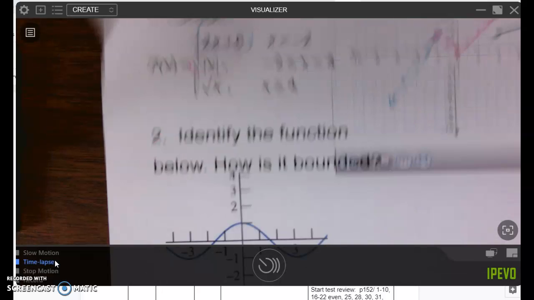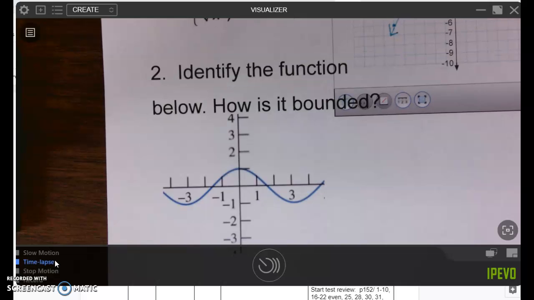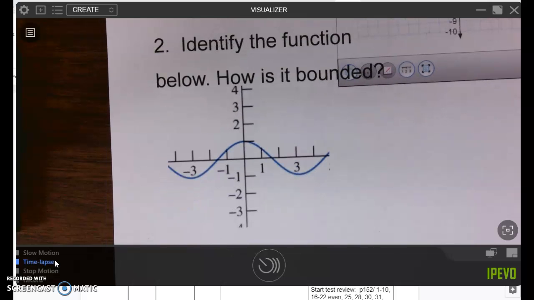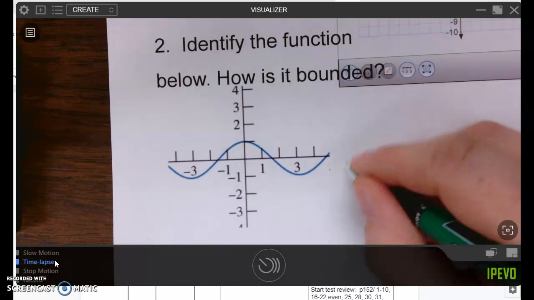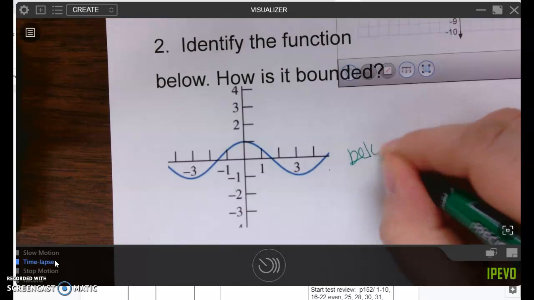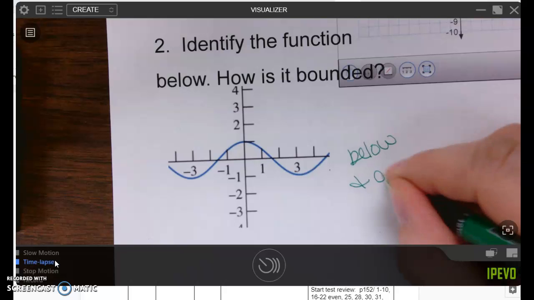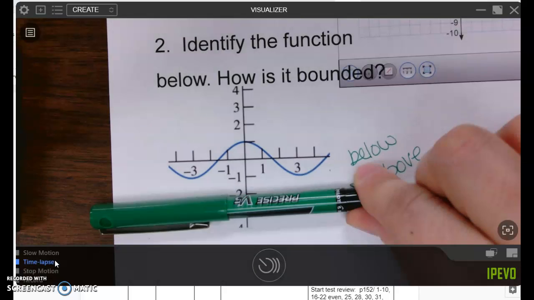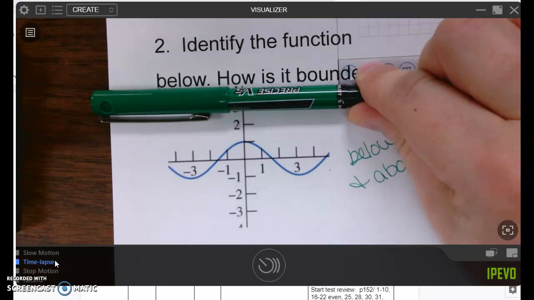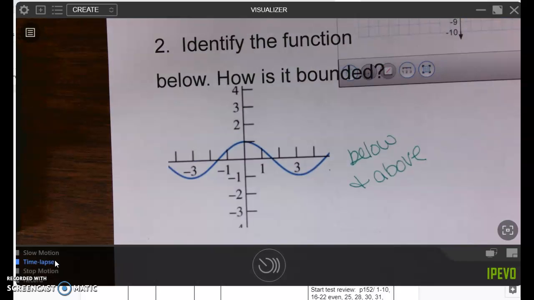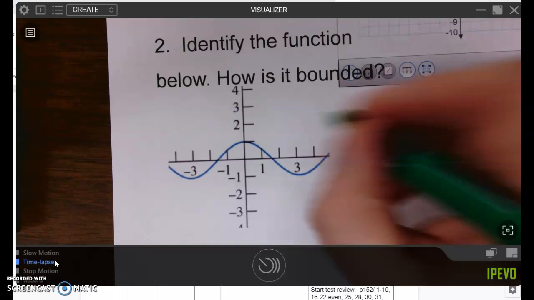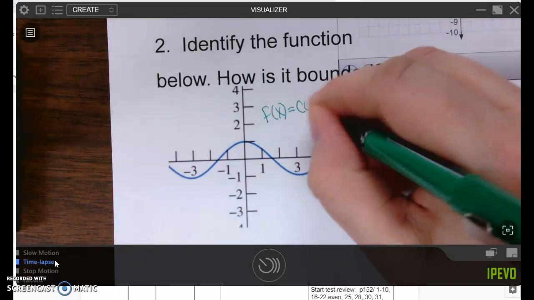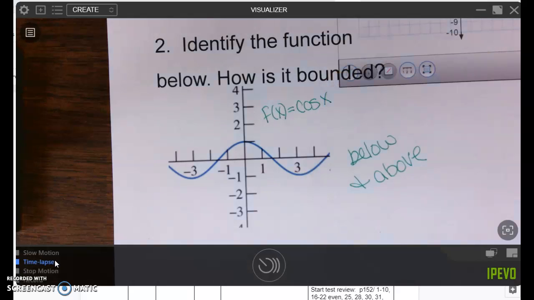Then looking at the second warm-up problem, you just need to identify how the function is bounded. You should have read about that the other day. We would say this function is bounded from below and from above. And you should recognize this function from first semester. This is f of x equals the cosine of x, the cosine function.